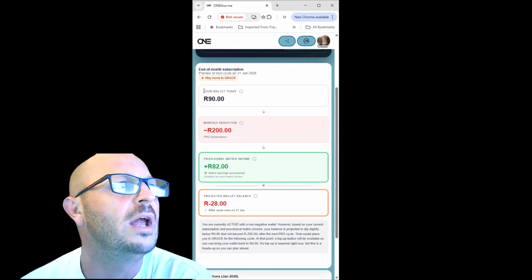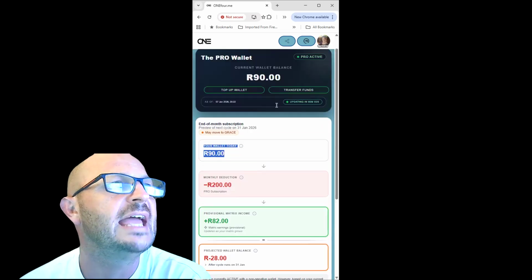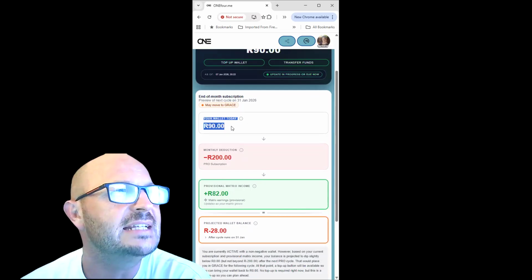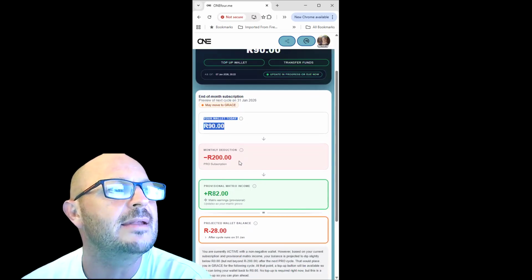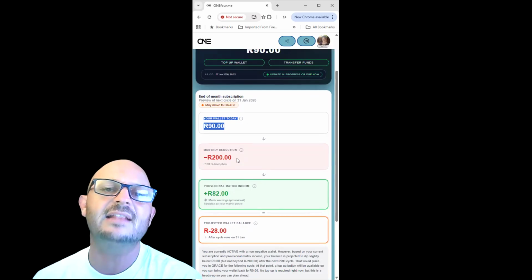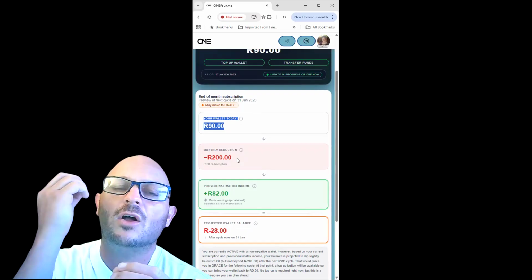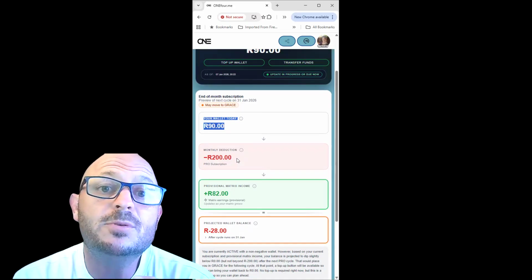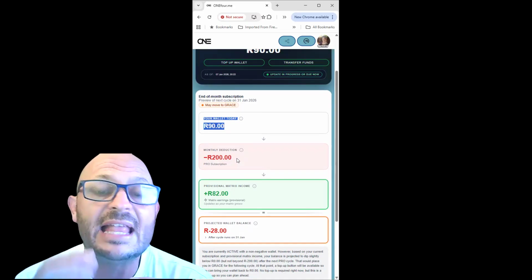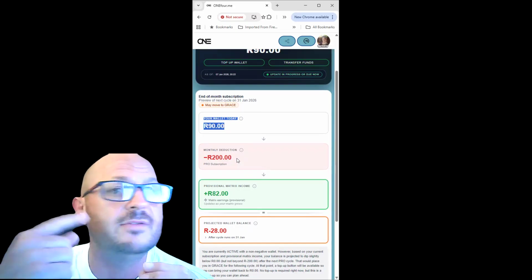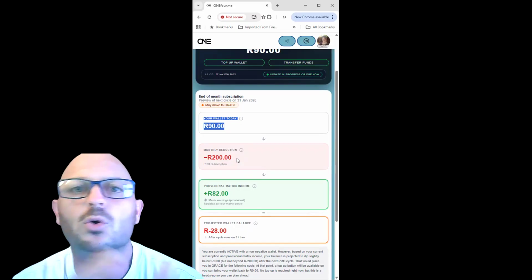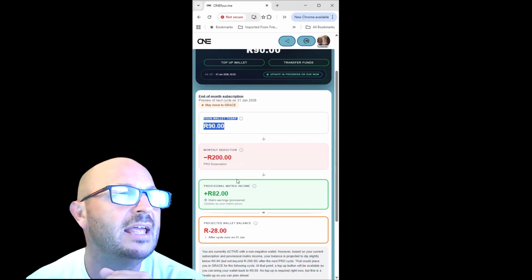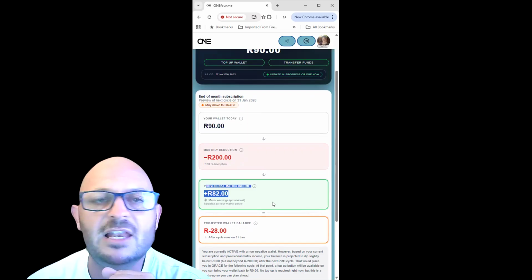So here you see your wallet value for today is 90 rand. That is the amount in your wallet. Okay, so it takes that amount and it says, we deduct the 200 rand that will be debited at the end of this month in your wallet. So the pro subscription is debited in your wallet at the end of each cycle, the end of each month. That transaction happens automatically.